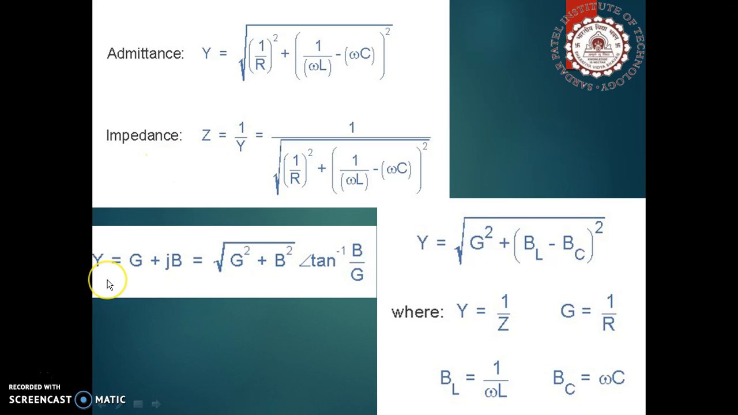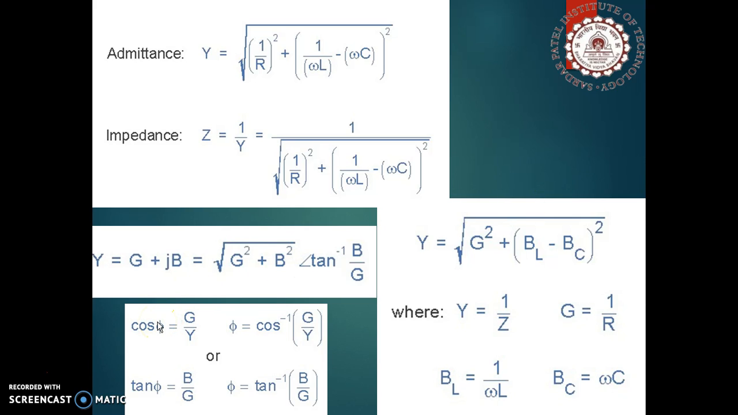Now Y or admittance can be written in polar form as G plus JB, or in the R theta form as root over G square plus B square into tan inverse of B by G.